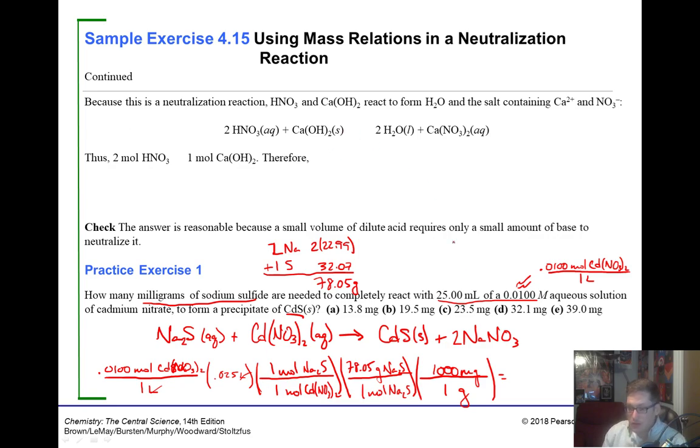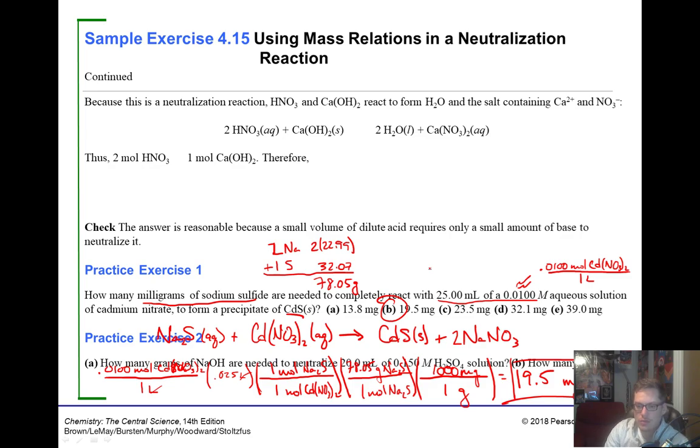All right, and our unit, so it would be 19.5 milligrams of Na2S. All right, so there's your answer there. 19.5, B. Nice, we did it. Okay, we're not going to do practice exercise 2.